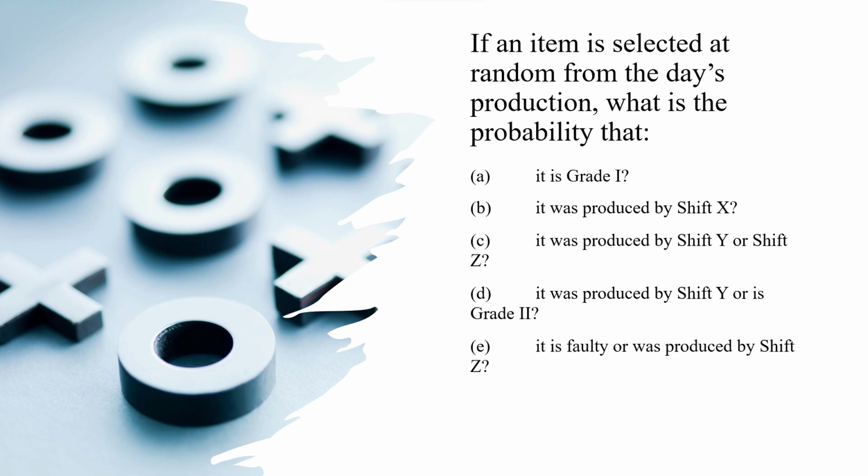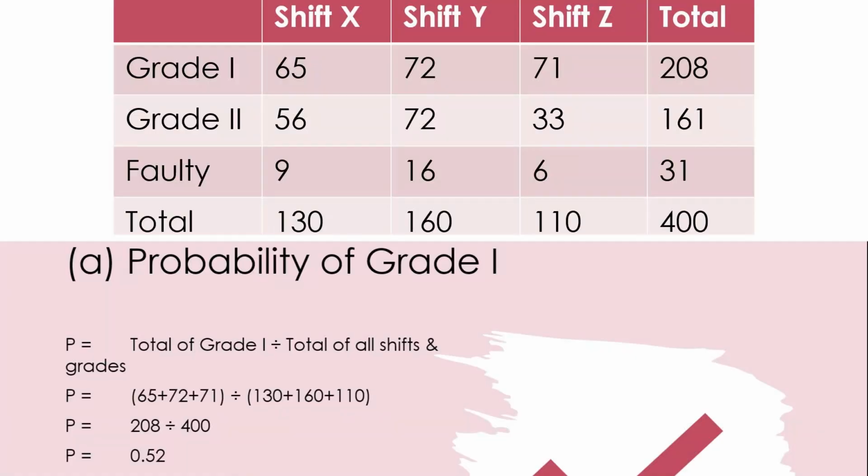We're going to examine all these situations one by one for a thorough understanding of the concept of addition rules of probability. The first situation is: what is the probability that an item picked from the day's production is a grade 1 item? For that, we're going to first find the total of grade 1 items. Then we'll divide this by the total of all shifts and grades items, that is the figure of 400 that we just saw in the previous slide.